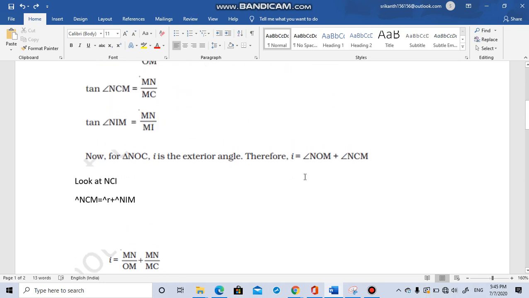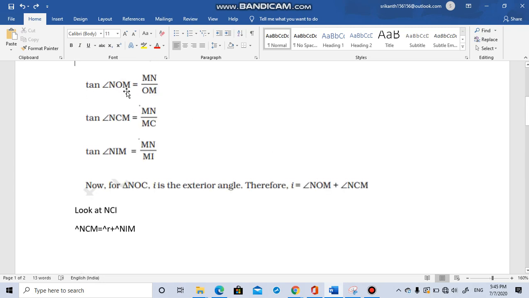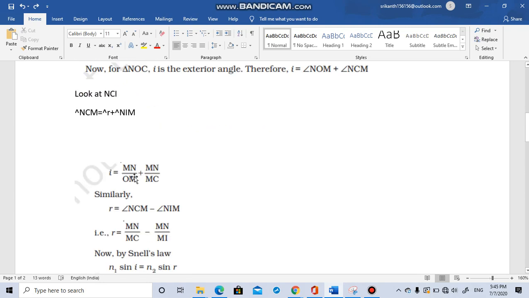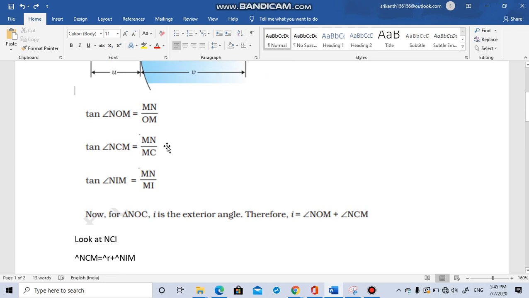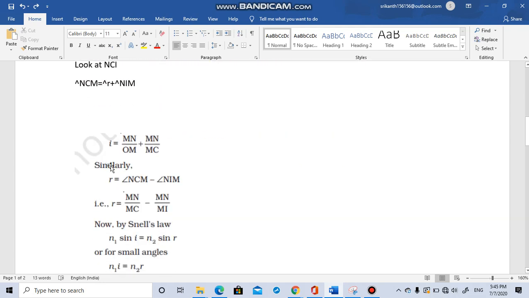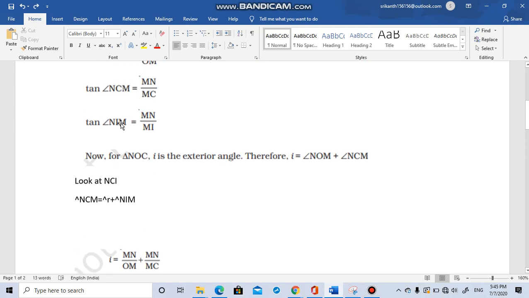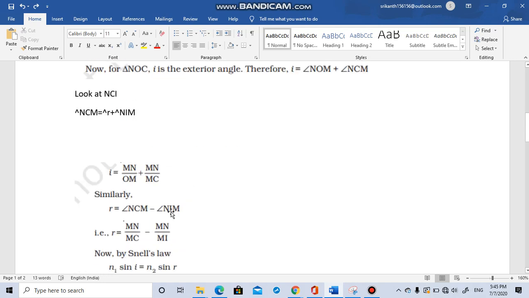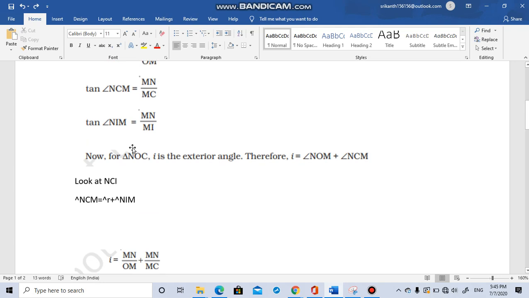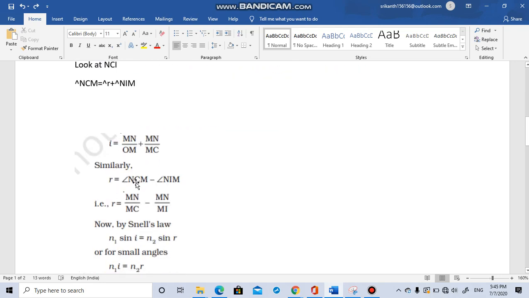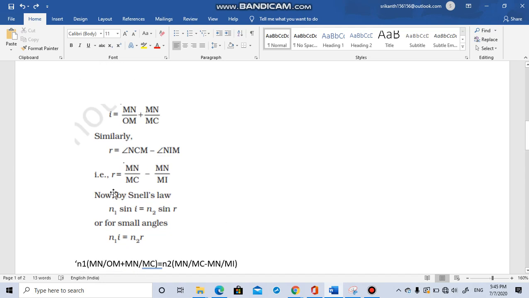I value we can write from here, angle NOM. We can get the value of angle NOM. Tan of NOM will be equal to NOM only. So NOM will be equal to MN by OM, and NCM will be equal to MN by MC. So we got the values of I. Similarly, R also can be written like NCM. You just look for NCM, it is MN by MC, and NIM is MN by MI. We have just put the values over there. Now we know the value of R, we know the value of I.